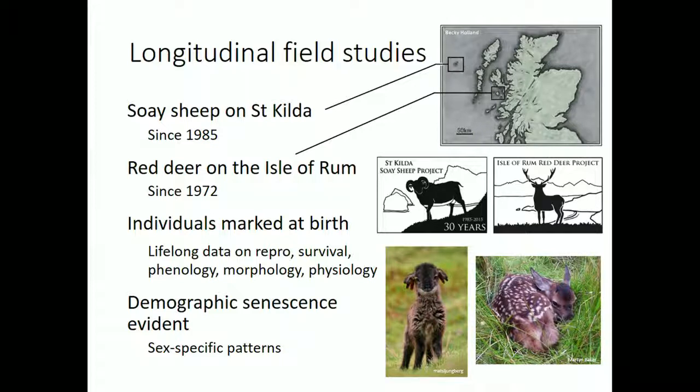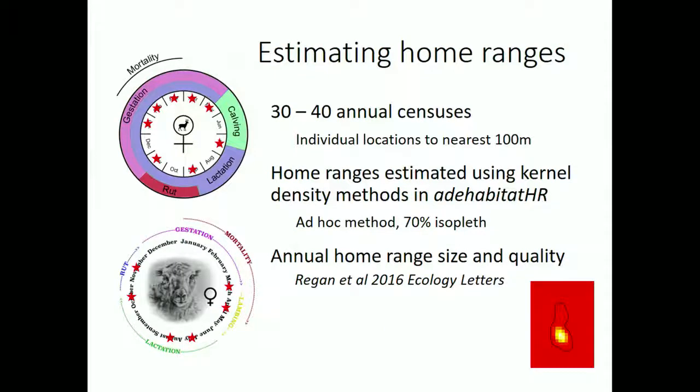We use data from long-term field studies, sheep on St Kilda and red deer on the Isle of Rum. These populations have been monitored for many decades now. All the individuals in the populations are marked at birth, and we have really amazing life history data following their whole lifespans. Importantly, demographic senescence is evident in these populations, and the patterns tend to be quite sex-specific. There's really strong sexual selection in both populations, and this has consequences for the patterns we observe, so it's important to consider the sexes separately in analyses of senescence.